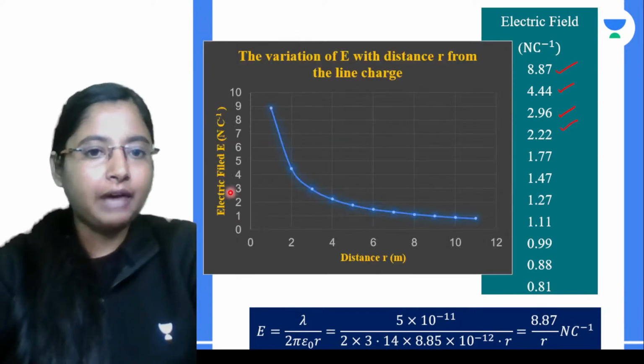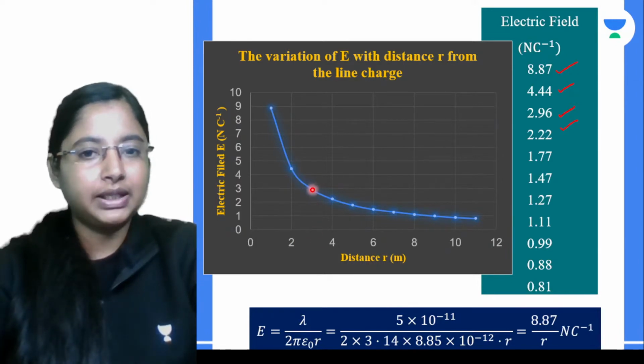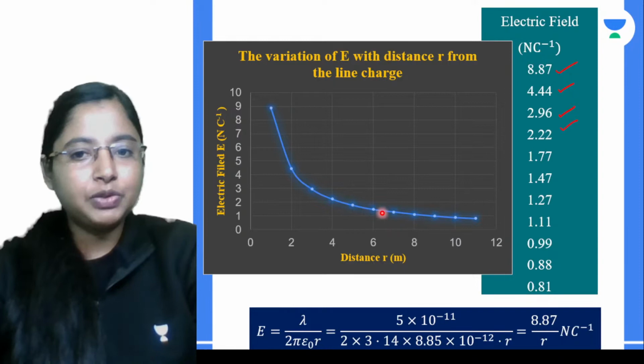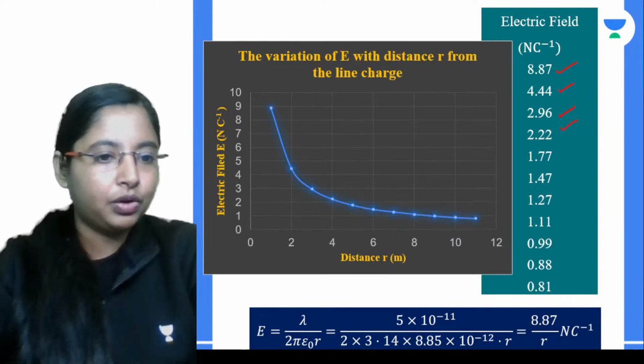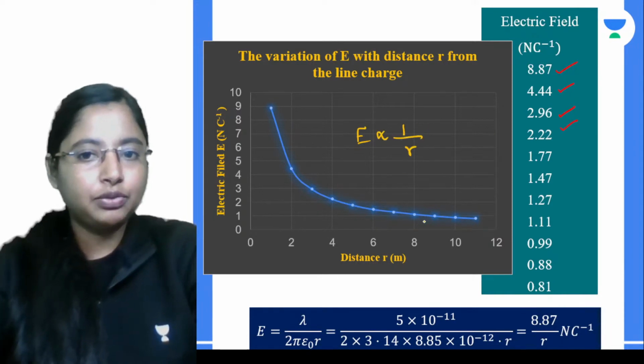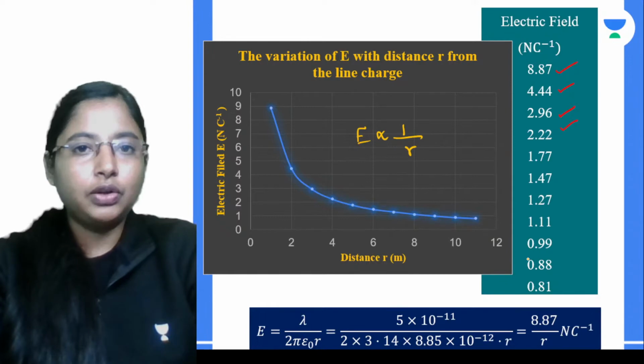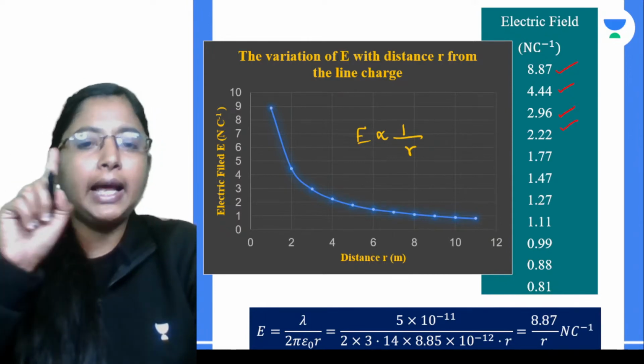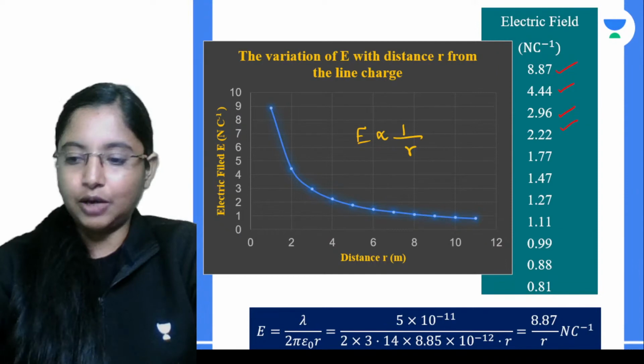Now if you draw a graph between electric field and distance, initially the electric field at 1 meter is around 8.87, but at 2 meters it becomes half the strength, 4.47 somewhere over here. At 3 meters, the electric field becomes 2.96, somewhere around 3. At 4 meters it becomes 2.20, and it keeps reducing. What do we observe in this case? Electric field is inversely proportional to radius, and that's why we get this curve. So this is all about Gauss's law and one of its applications.